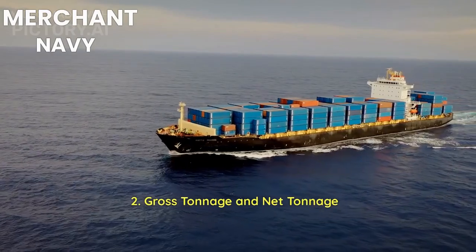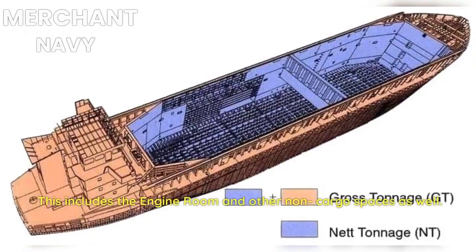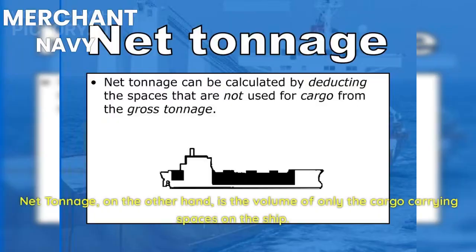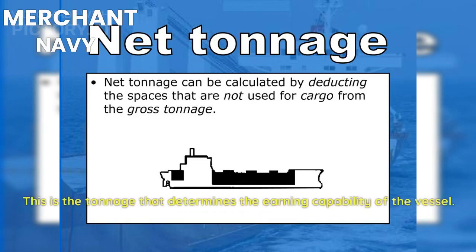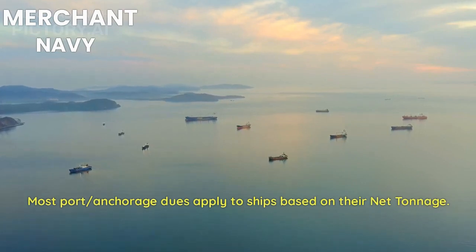2. Gross tonnage and net tonnage. Gross tonnage is the volume of all enclosed spaces on a ship. This includes the engine room and other non-cargo spaces as well. Most maritime regulations like SOLAS, MARPOL apply to ships based on their gross tonnage. Net tonnage, on the other hand, is the volume of only the cargo carrying spaces on the ship. This is the tonnage that determines the earning capability of the vessel. Most port, anchorage dues apply to ships based on their net tonnage.